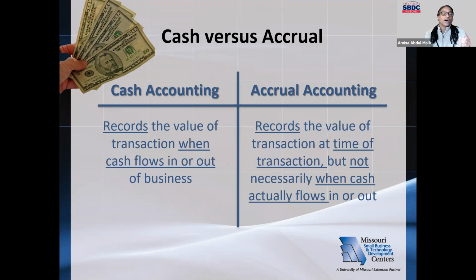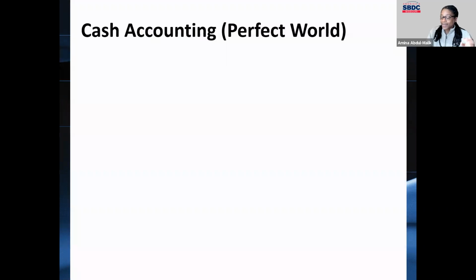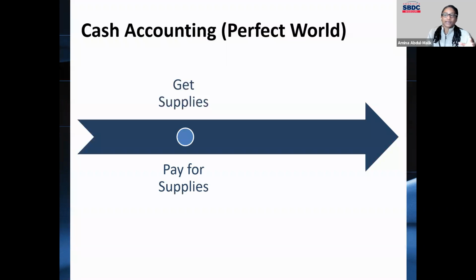Now with accrual accounting, you actually record the value of the transaction at the time of the transaction, but it's not necessarily when the cash actually is coming in or out, okay? So accrual accounting gives you a little bit more accurate representation of a transaction because you are reporting it at the time of the transaction, but you're not reporting the cash as flowing in and out until it actually does. With cash accounting, you're reporting a transaction as complete, no matter if there's accounts receivable, accounts payable, it's just when a transaction occurs. But with accrual accounting, it's a little bit different.